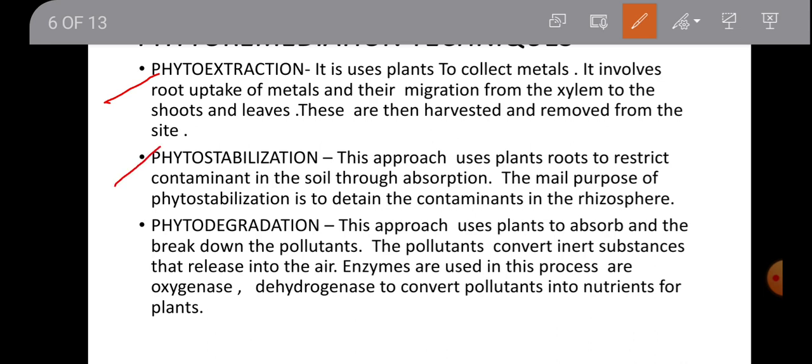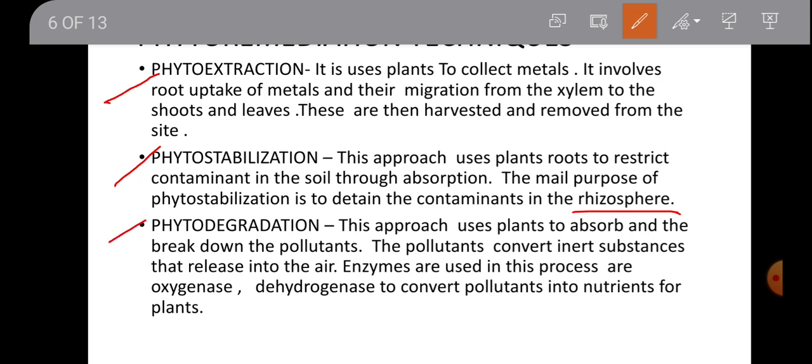Second is phytostabilization. This approach uses plant roots to restrict contaminants in the soil through absorption. The main purpose of phytostabilization is to detain the contaminants in the rhizosphere. It means that it is a process through which the root cannot absorb contaminants or toxic substances that are present in the soil and that are harmful for plant growth.